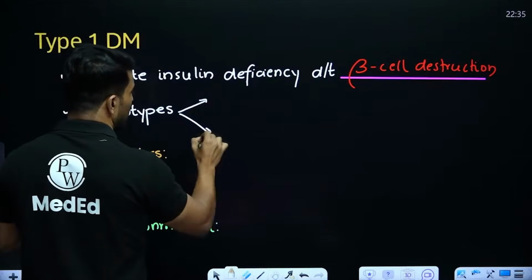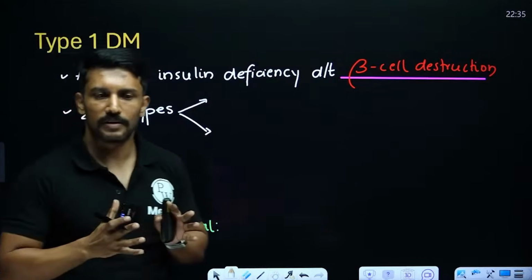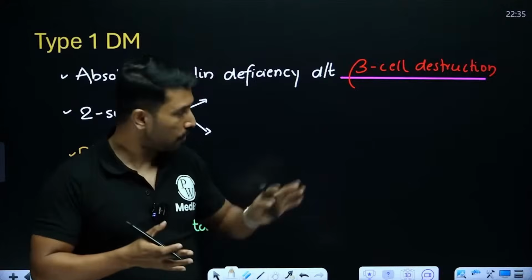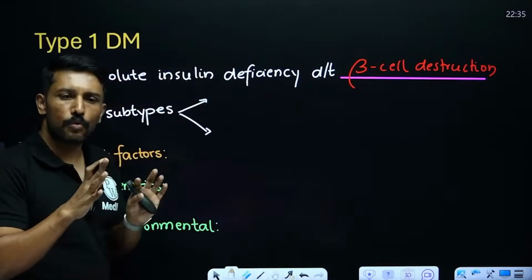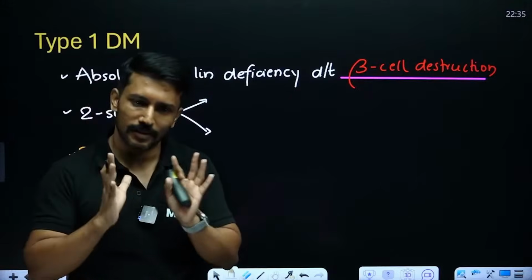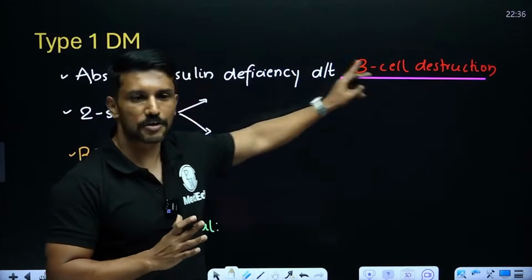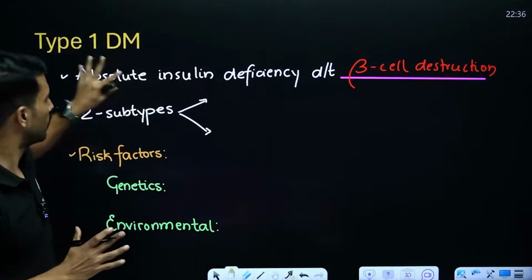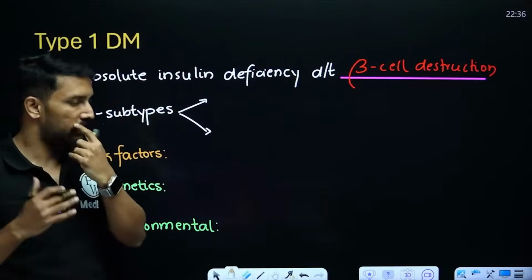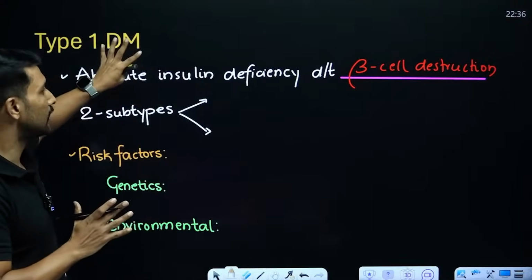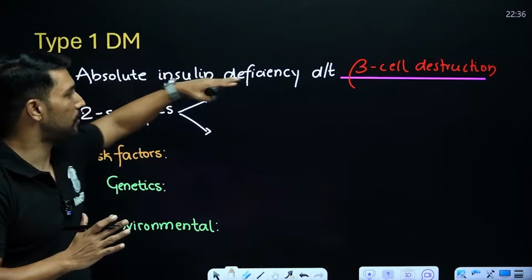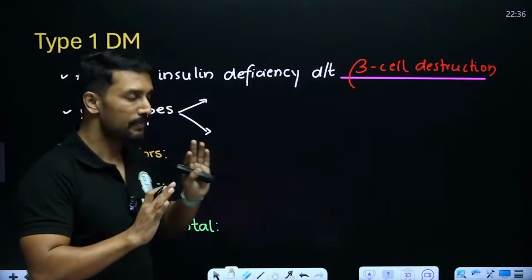In more than 95% of type 1 diabetes mellitus, there are antibodies and the antibodies are causing the destruction of the beta cells. But in 5%, we don't find any antibodies, but there is clear evidence of beta cell destruction and insulin deficiency. So both those types, where evidence of autoimmunity is there and where it is not there, will be called type 1. As long as there is insulin deficiency because of beta cell destruction, it is type 1.